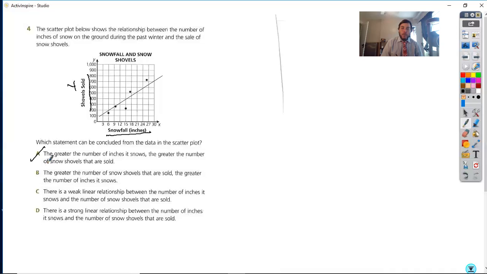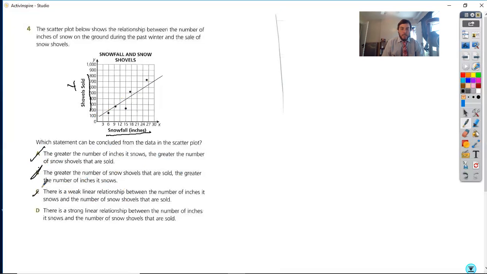Here, the greater number of snow shovels that are sold, the greater number of inches of snow. Again, they're saying that this causes the next one, which isn't true here. C, there is a weak linear relationship between the number of inches of snow and the number of shovels sold. I wouldn't say this is weak. It's a pretty strong relationship.